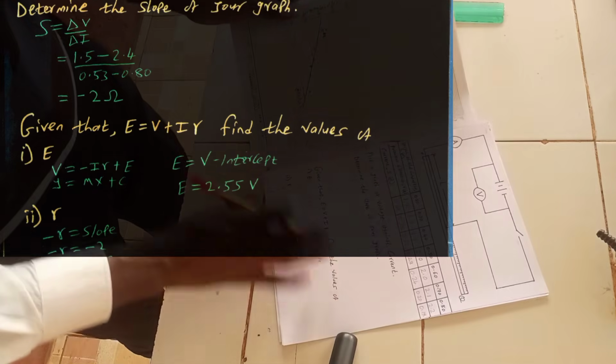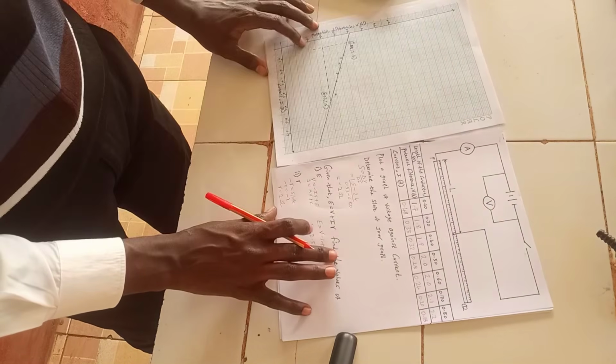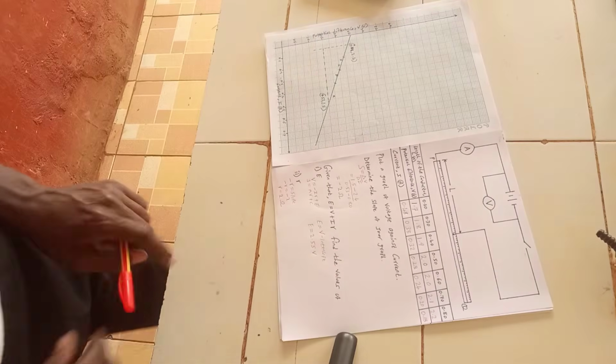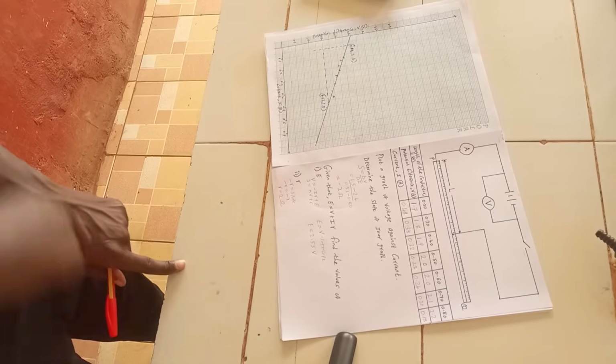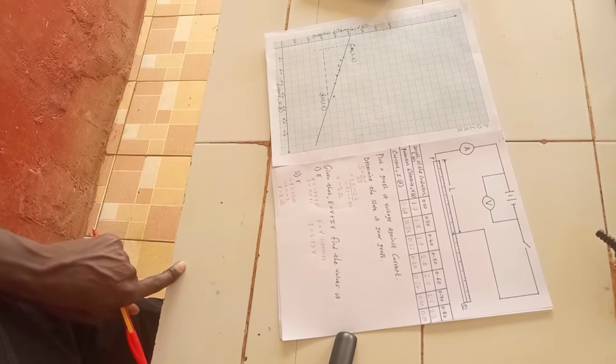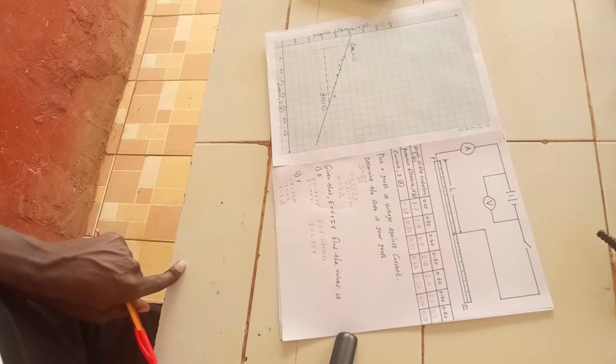So that is how we solve that practical. And those are now the values of that practical. You realize there is a correlation between this practical and the previous one, where we also got the internal resistance to be 2 ohm.